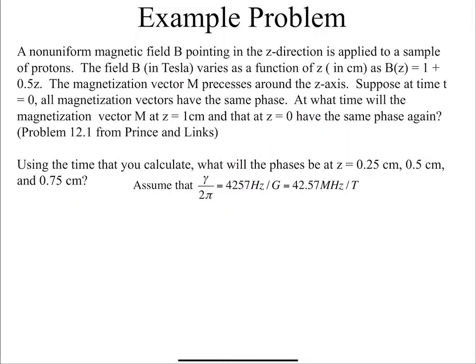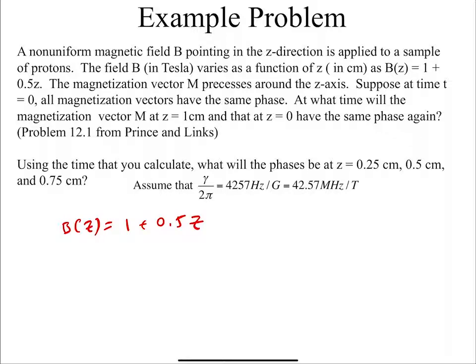Okay, so let's do a problem together. This is actually problem 12.1 from Prince and Links. And then we'll have some other exercises. So here's the question. A non-uniform field B pointing in the z direction is applied to a sample of protons. The B field varies as B of z equals 1 plus 0.5 times z.